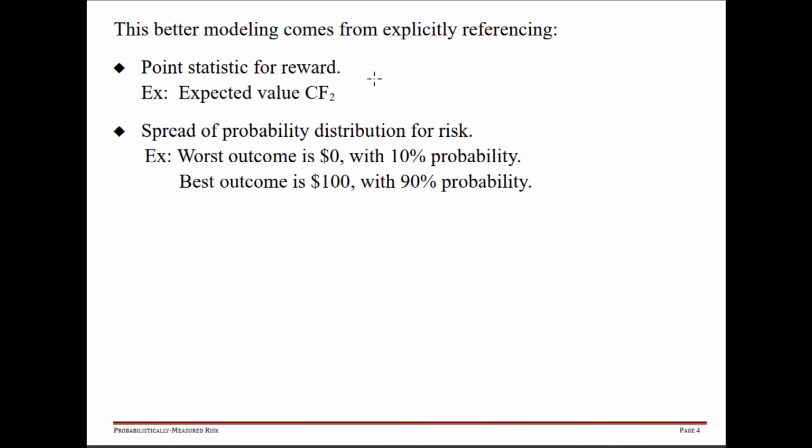Okay, so how did we do this? We're still using our point statistic, which is our expected value. We'll think of this as our general case reward. So our point statistic will be expected value, general case reward, and we're going to be always using the spread of our probability distributions to measure risk. And with a Bernoulli distribution, the spread is just the worst possible outcome and the best possible outcome.